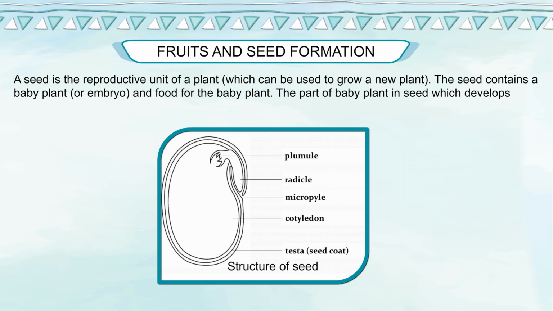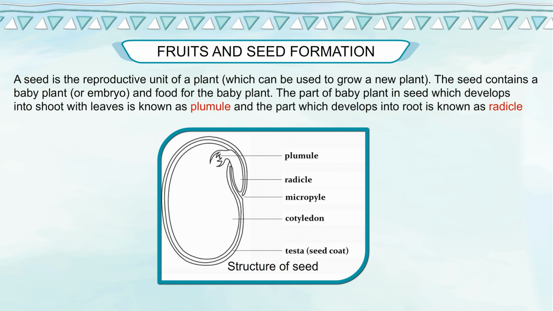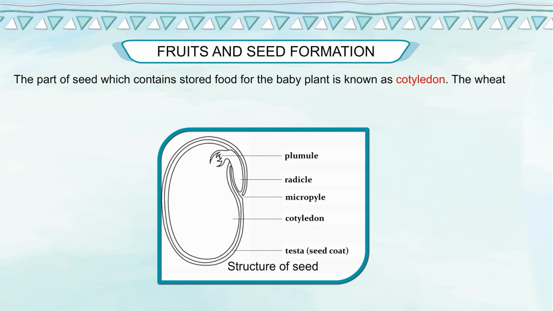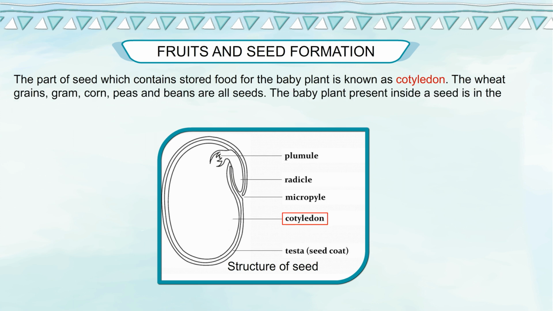The seed contains a baby plant or embryo and food for the baby plant. The part of baby plant in seed which develops into shoot with leaves is known as plumule, and the part which develops into root is known as radicle. The part of seed which contains stored food for the baby plant is known as cotyledon. The wheat grains, gram, corn, peas and beans are all seeds.